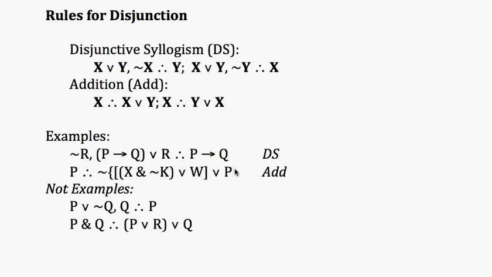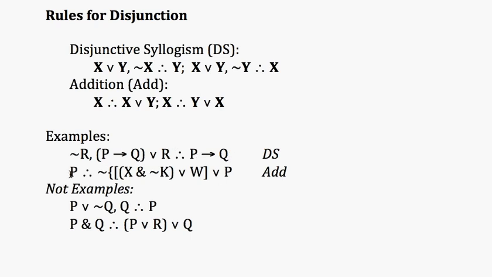Here are some examples. Okay, here we have not R, we have P arrow Q or R, and then by disjunctive syllogism, we can infer P or Q. We had an or statement. We had one of its parts plus an extra tilde, and we could infer the other part.